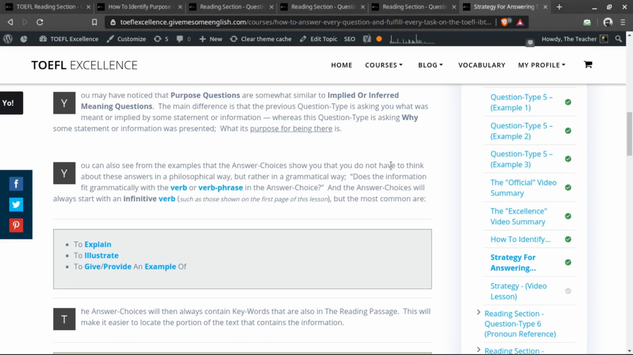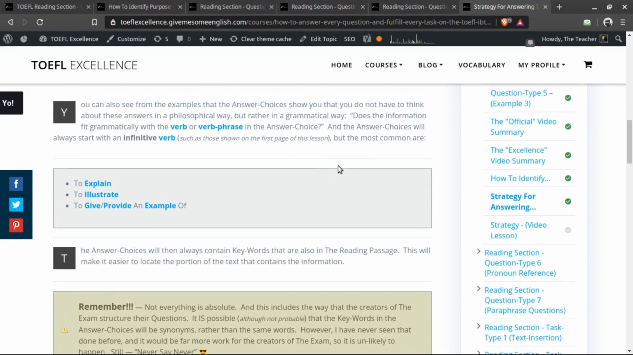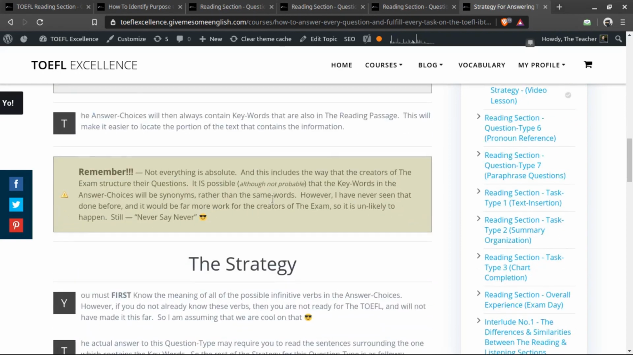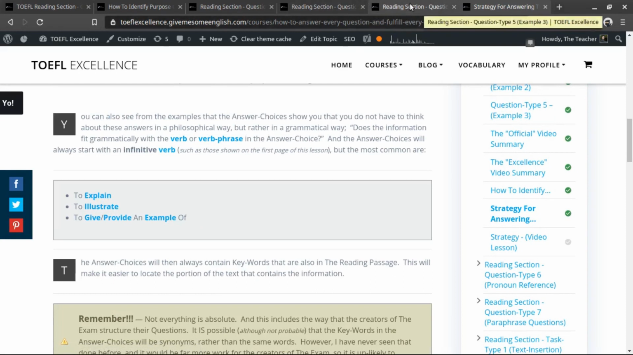Now, we've covered that a little bit with the summary video, so we're not going to go further into that. But as far as the strategy here, as it mentions here, the most important thing is not necessarily the information itself, but the verb or the verb phrase which is used in the answer choice. Now, I also mentioned that if you do not already know the meanings of these verbs or verb phrases at this point in time, then you might have to do a little bit more studying before you'll be ready for the TOEFL, because these are all very basic verbs.